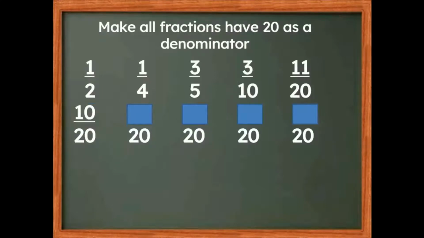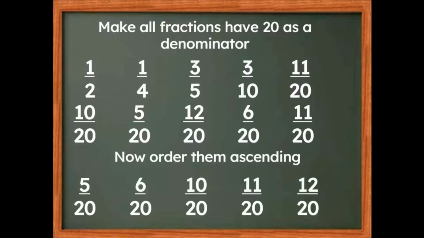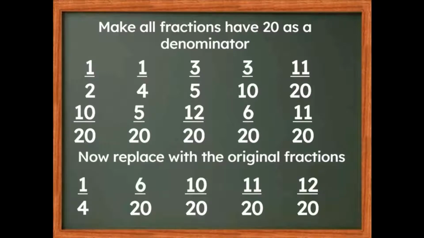A half is 10/20, a quarter is 5/20, 3/5 is 12/20, 3/10 is 6/20, and 11/20 is already in 20ths. Now order them ascending. The smallest is 5/20, then 6, then 10, 11, 12, and then replace them with the original fractions. So 5/20 is 1/4, 6/20 is 3/10, 10/20 is a half, 11/20 stays the same, and 12/20 is 3/5.